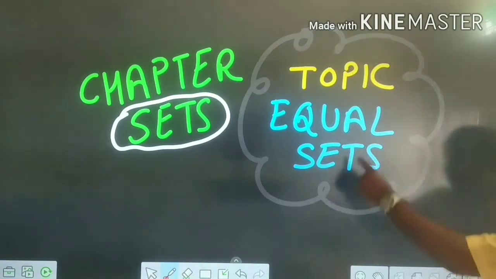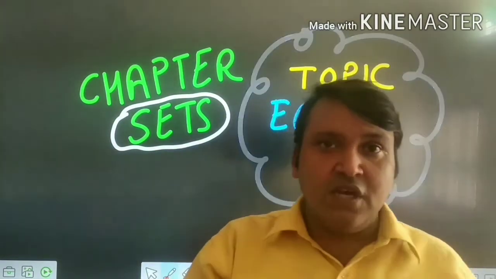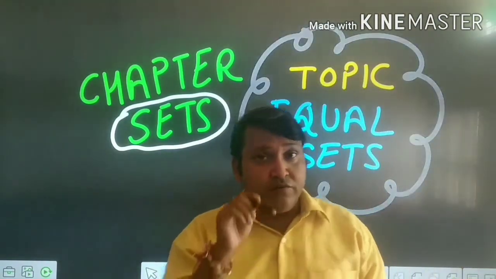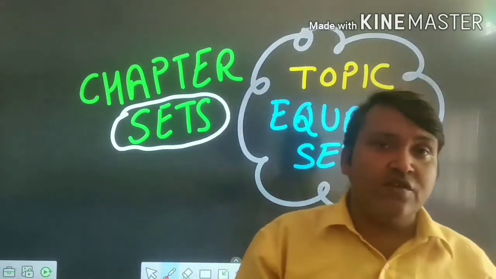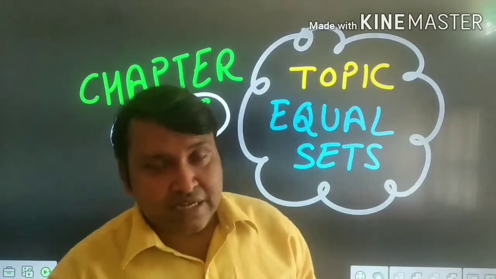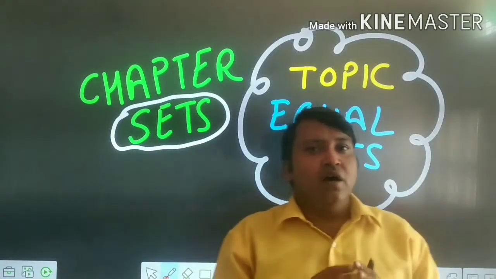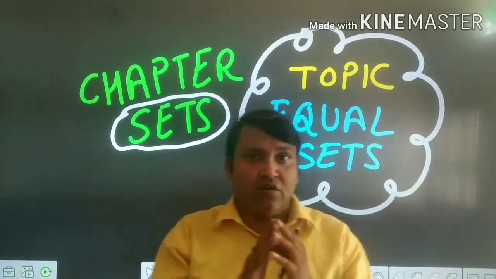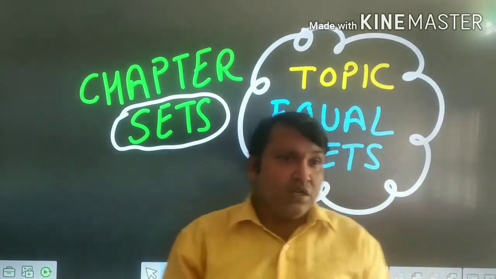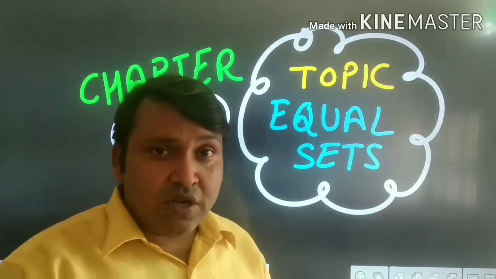That is called the equal set. You will be given many sets, two or more than two sets, and you will have to decide whether these sets are equal or not. So firstly, you must come to know what the concept of equal sets is. Equal sets are those sets where the number of members and the physical features of the sets are the same. If there is a little bit of difference, then we say the sets are not equal.